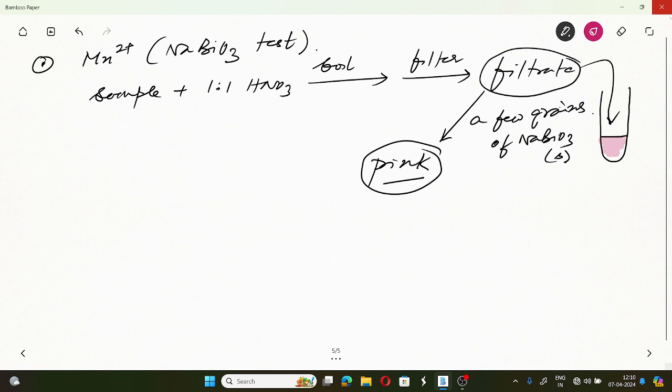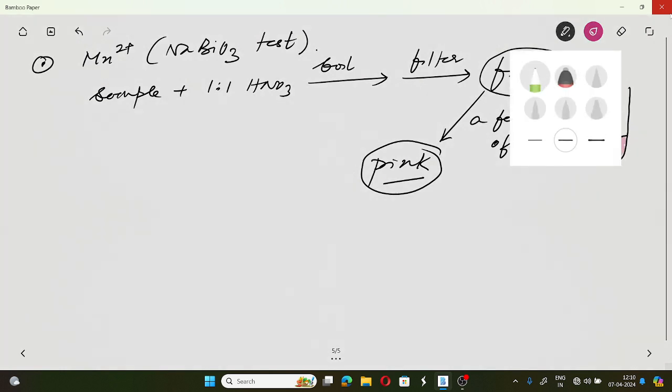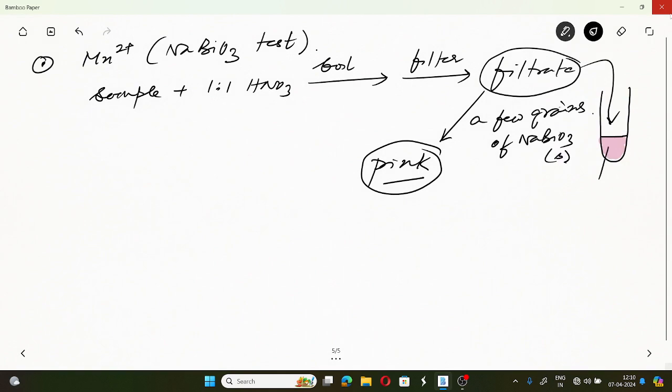This is due to formation of permanganic acid, HMnO4. But as you can well understand, permanganic acid is not stable. So naturally, the color will not persist for long. Okay, because it is not stable. Maybe you will obtain a brown precipitate after some time, even if you are adding a few grains. So please perform this test properly. Otherwise, you won't get the pink color.